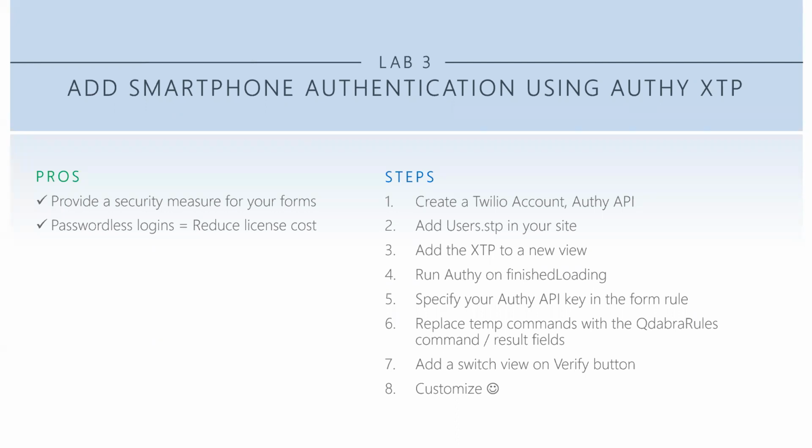Then we added a switch view in the verify button. We made the Authy XTP our default view so that it is showing first. And then if the user is verified and the code is correct, we allowed the form to switch to the expense reports view. And then we customized it a bit. We added our logo there. And that's about it for Lab 3.